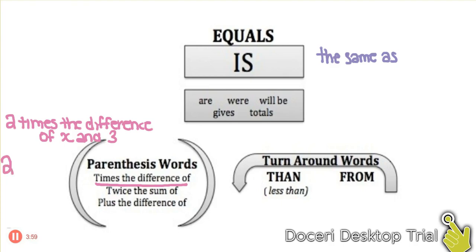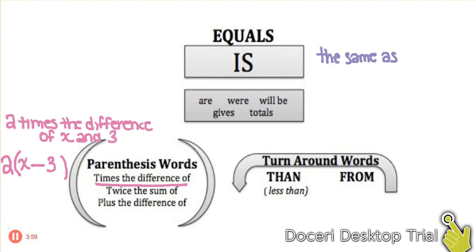I want to take 2 times the difference, meaning I want to take 2 times the answer to the subtraction problem of x and 3. If I don't put the parentheses and I just write 2x minus 3, that's not saying 2 times the difference, that's saying 2 times x. And so without that parentheses, the entire problem is changed.